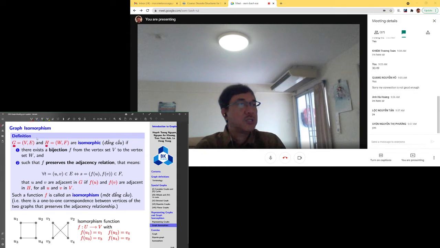two graphs G and H. The first graph G is defined on vertex set V and edge set E. The second graph capital H has the vertex set W and the edge set capital F. Okay, we say that G and H are isomorphic, and you see the one here, isomorphic, is different from the one we learned in planar graphs.